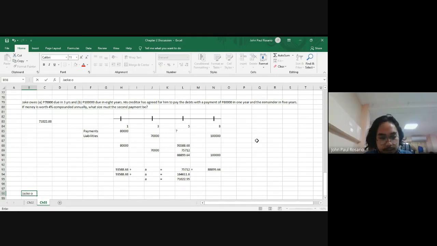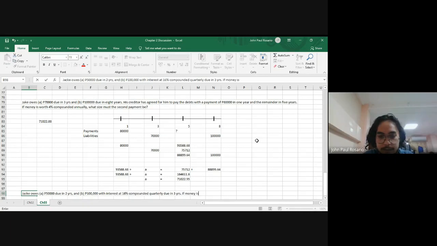Jack owes 50,000 in 2 years, and 100,000 with interest at 16% compounded quarterly, due in 3 years.